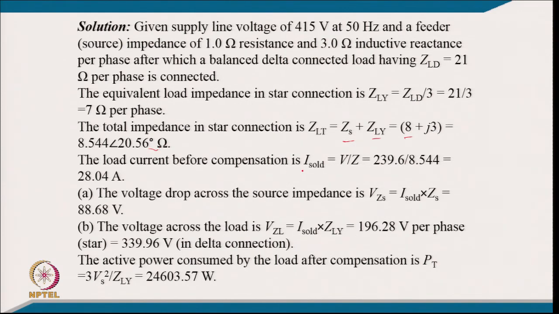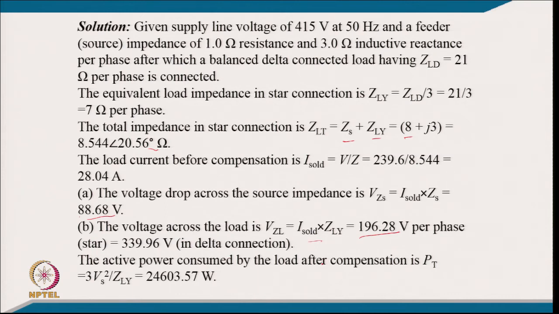So, load current before compensation will be V upon Z. So, this will be the current, and the voltage drop across the source impedance, this current multiplied by the source impedance, is typically 88.68, and the voltage across the load will be this current multiplied by the impedance of the load. So, it comes to 199.28 volt per phase in place of 239.6 volt, and the line voltage, multiplied by root 3, will be 339.96 in place of 415 volt.